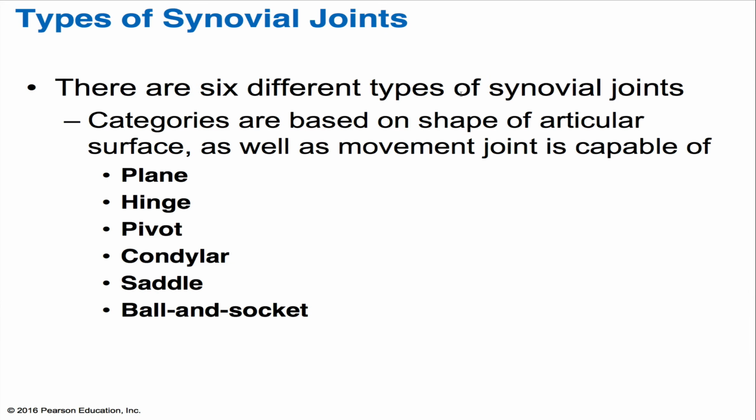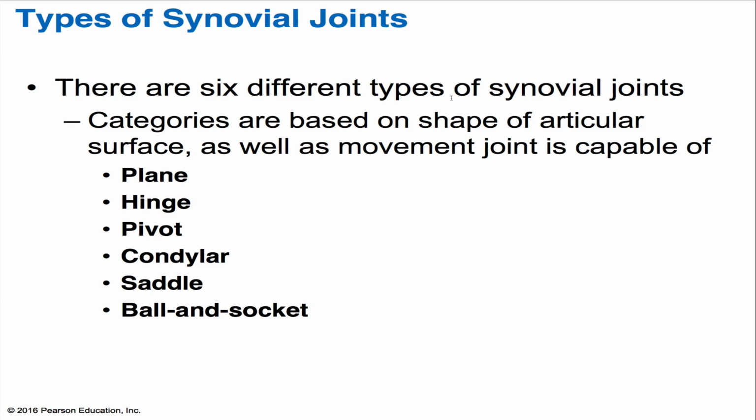Now, in saddle joints, they resemble condylar joints, but they allow greater freedom of movement. Each articular surface has both concave and convex areas. In other words, it looks like a saddle. The articular surfaces fit together concave to convex. Now, in ball and socket joints, the spherical or hemispherical head of one bone articulates with the cup-like socket of another.